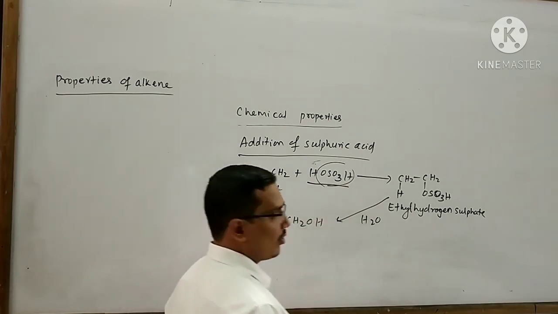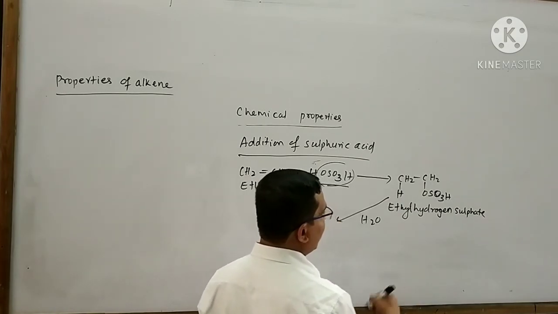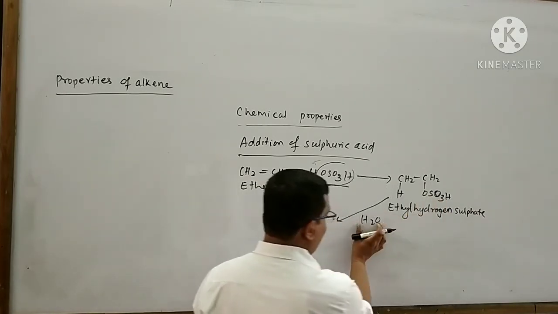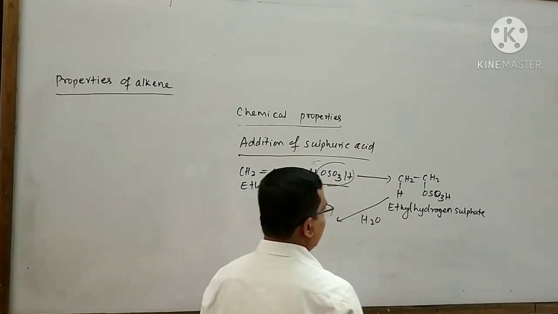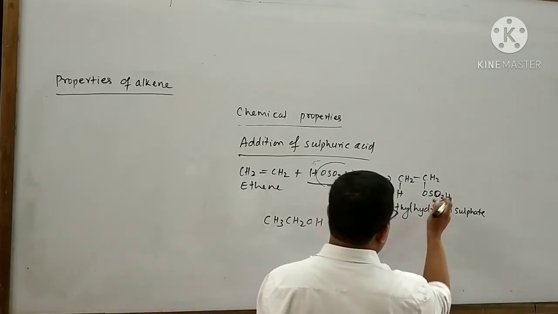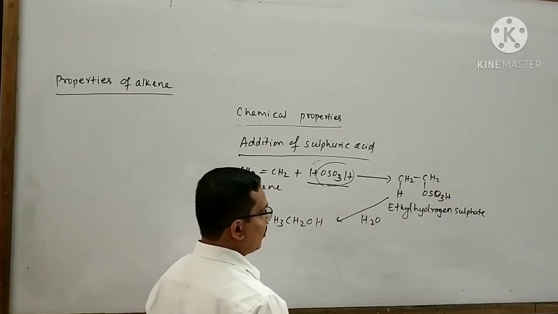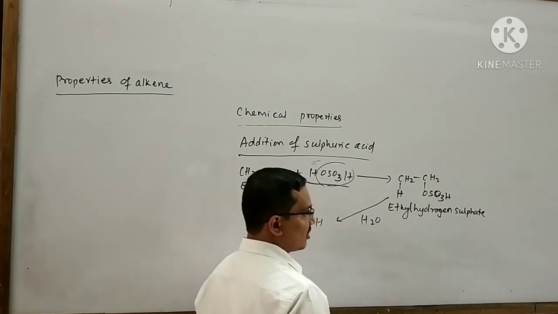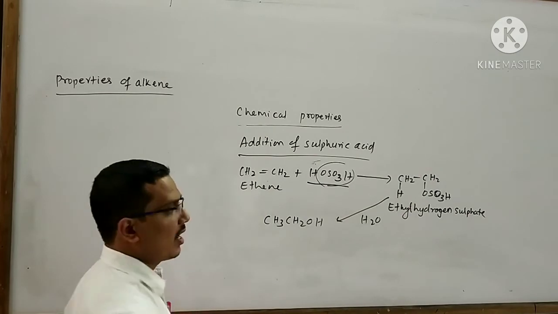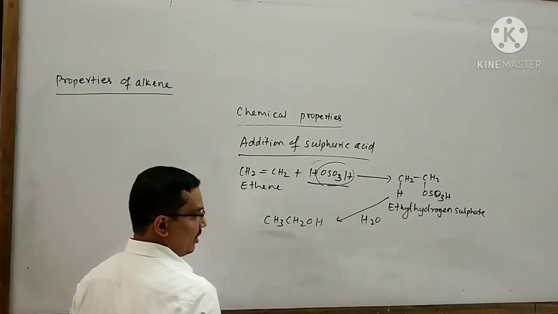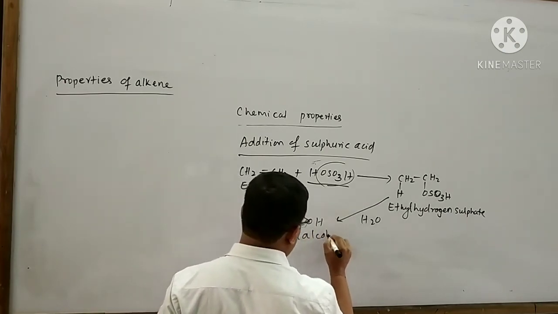Here H2SO4 is formed as the byproduct. I can explain the reaction like this: when water undergoes dissociation, it gives H plus ion and OH minus ion. Now the H plus ion combines with this part to form the byproduct H2SO4. On the other hand, the OH minus ion combines with this part to form the ethyl alcohol. The name of this compound is ethyl alcohol.